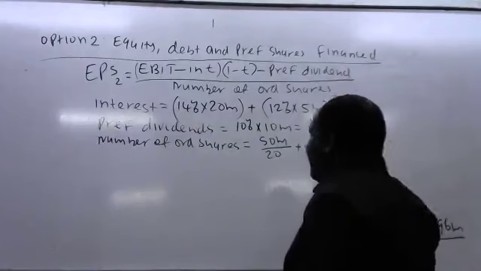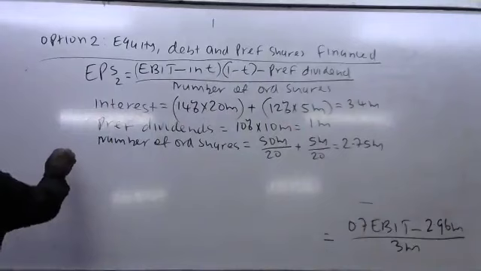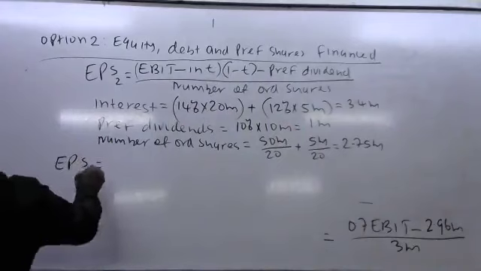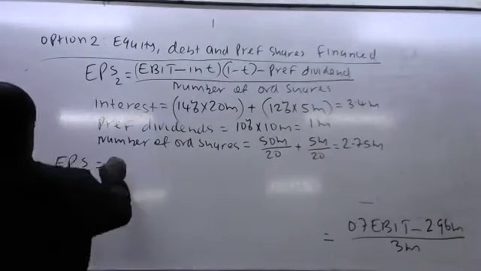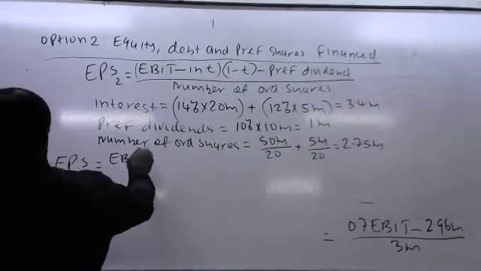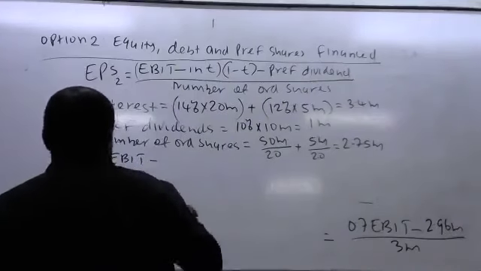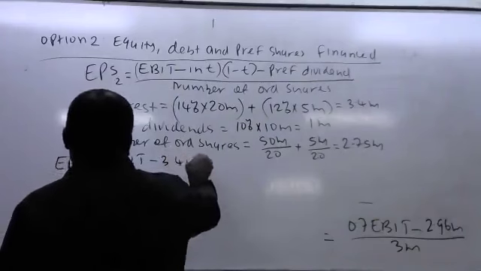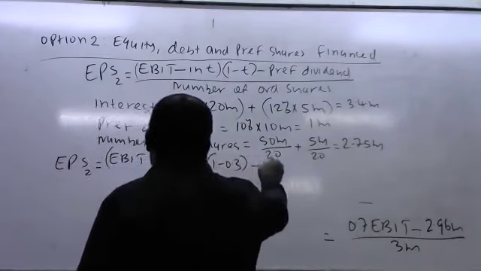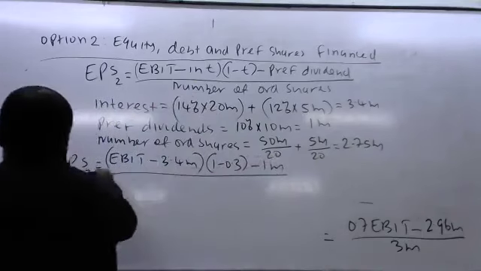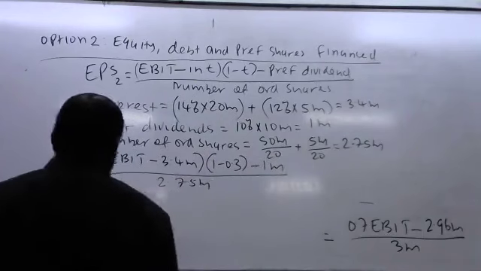2.75. So now we go to our equation. Earnings per share of option 2 should be equal to earnings before interest and tax. Interest is 3.4 millions, then 1 minus 0.3. You also subtract 1 million, divide by 2.75 millions.